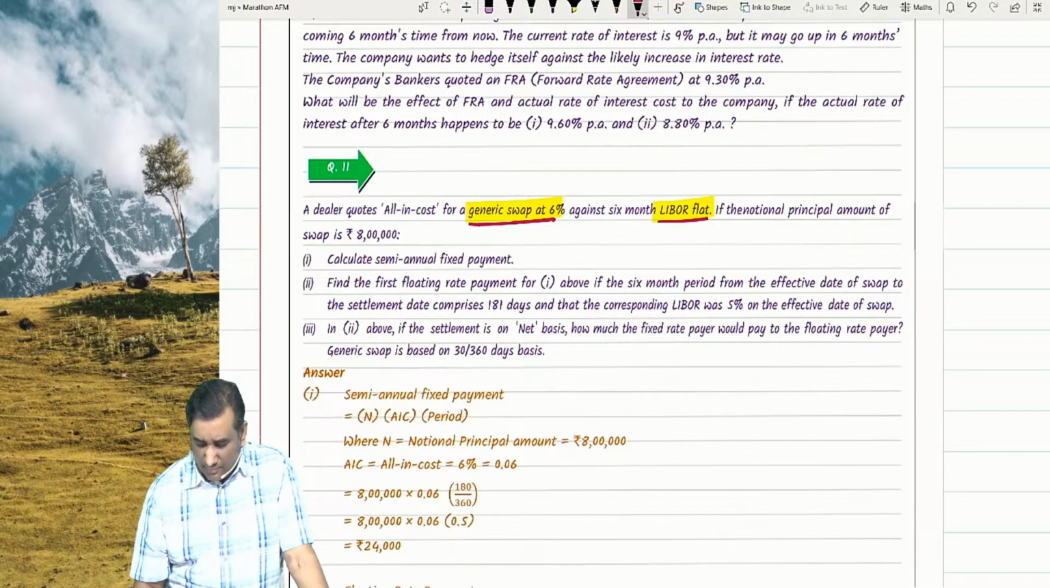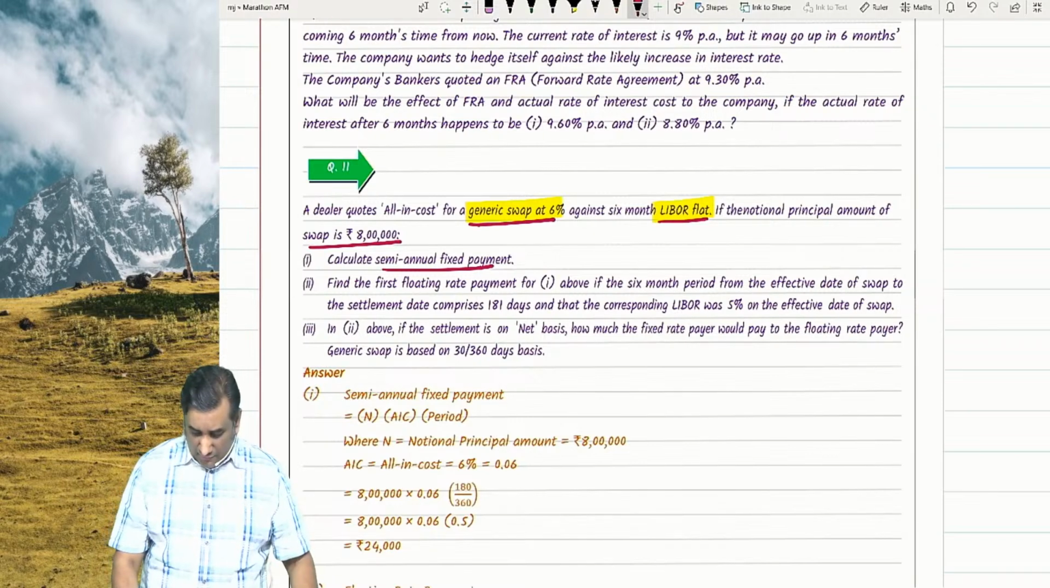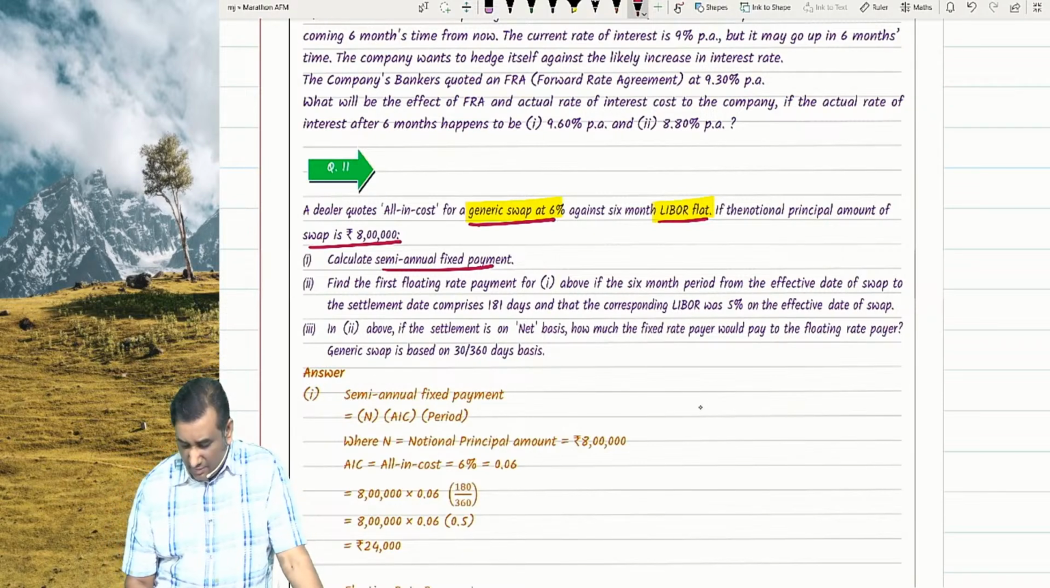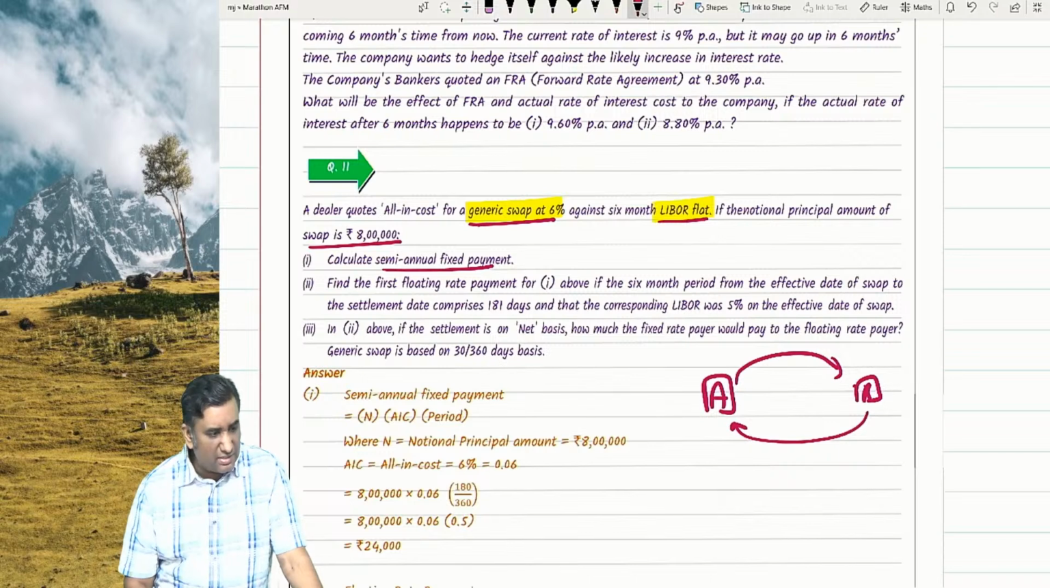Against a 6 months LIBOR, if the notional principal amount of rupee swap is 8 lakh, calculate the semi-annual fixed payment. Basically, one would pay fixed and the second would pay floating. Suppose there are A and B: one party will give the other fixed and the second will give the floating, and he says semi-annual fixed payment. What is the fixed payment rate? He is saying 6%. Now the problem of the question was, let me read it completely and then we'll come back.